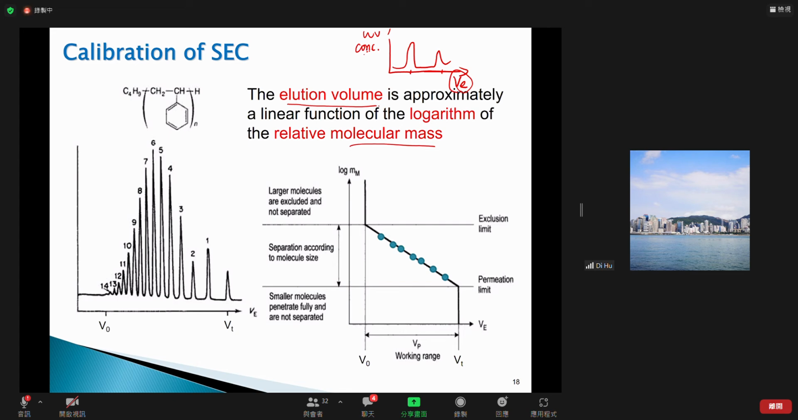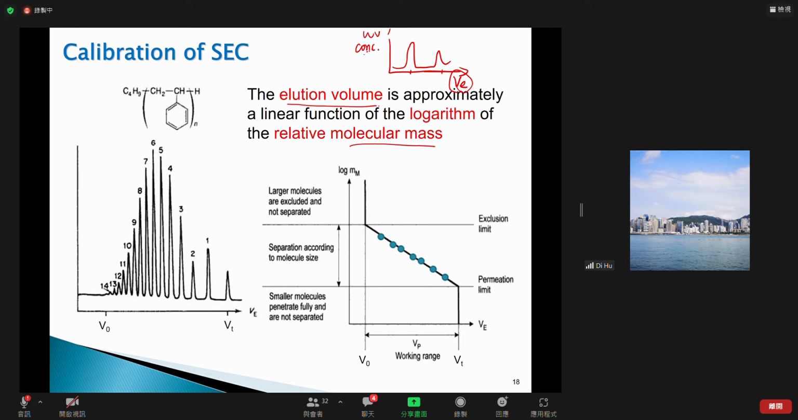So for this chosen pore size column, later when you measure some sample, you get the VE, and then using the calibration curve, you can know what the molecular weight is. Typically you will use a sample to do that. So you can see the polymer again, and we use polystyrene.